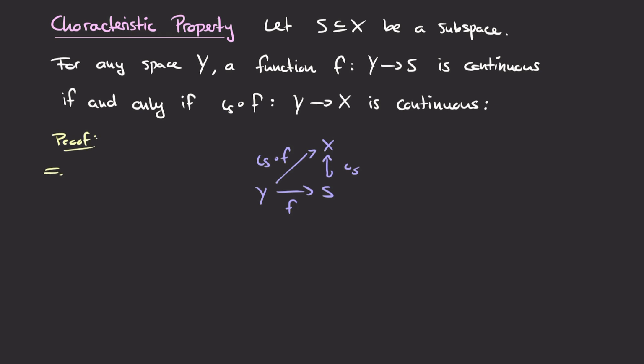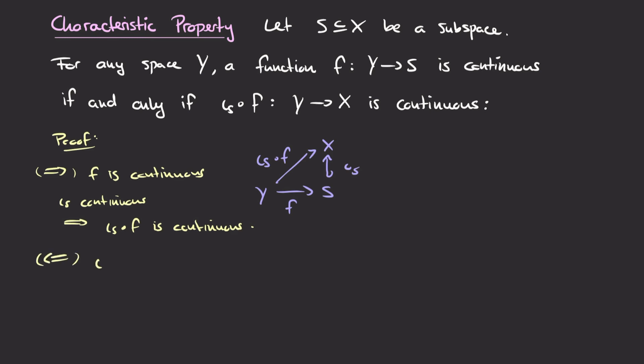So for the first direction, suppose that f is a continuous map. We already argued in the motivation that iota_S is a continuous map, so because iota_S is continuous, this implies that also the composite iota_S after f is continuous, because the composition of continuous maps is again continuous. So that already proves this one direction. Conversely, let's suppose that the composite iota_S after f is continuous.